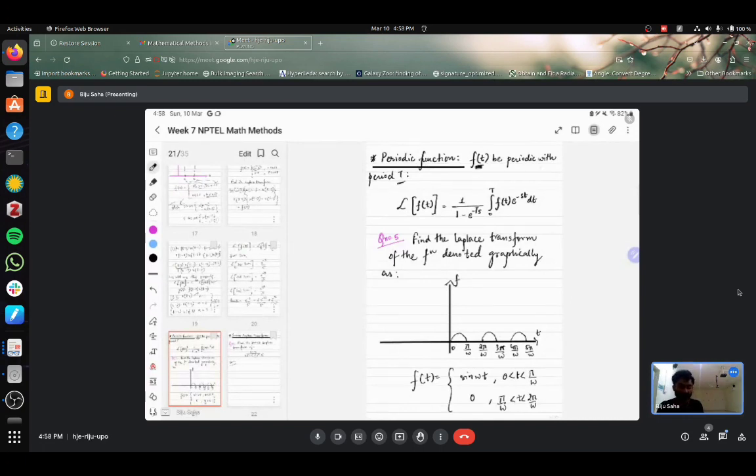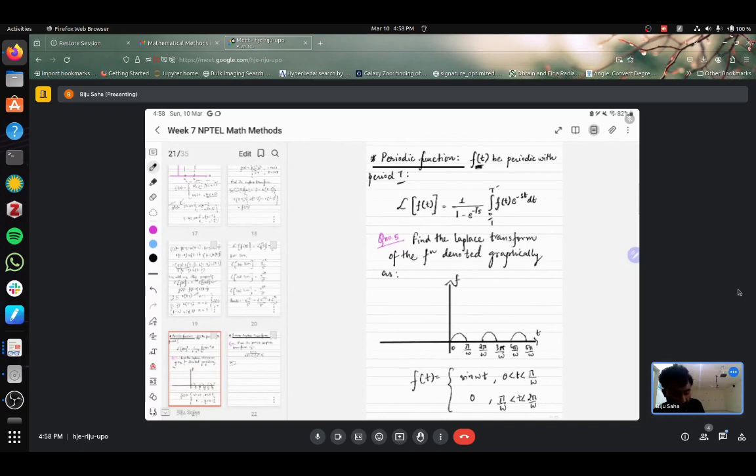So we don't have to carry out, when we are asked to find the Laplace transform of this periodic function, the integration over the entire range from 0 to infinity. What we just have to do is carry out the integration over this range, that is over a period, 0 to capital T.